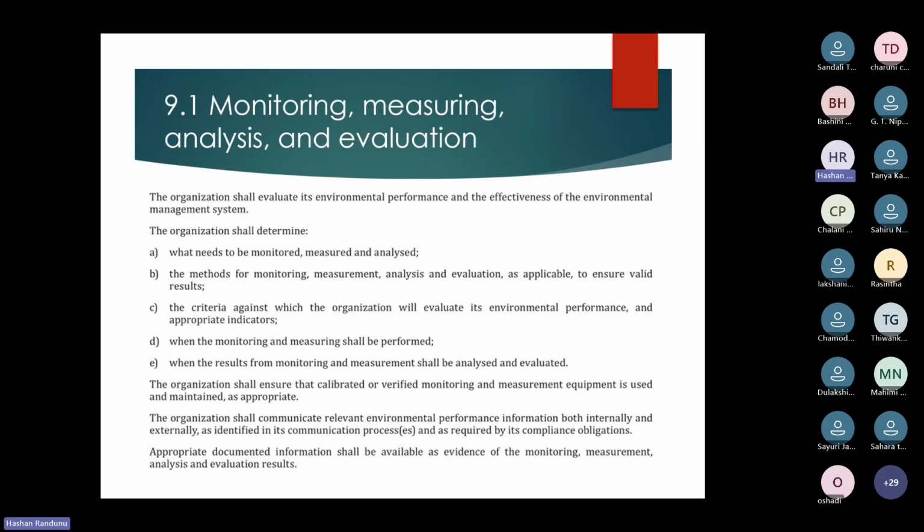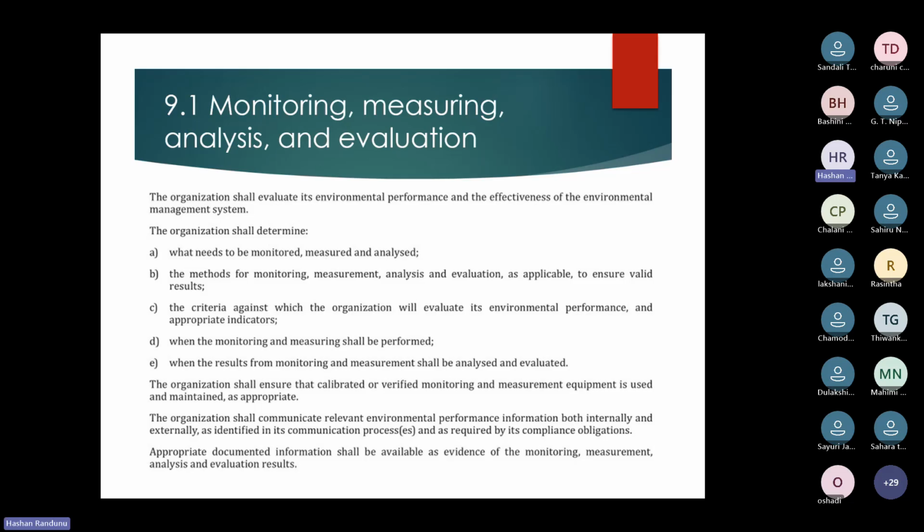If you see these requirements, the standard says the organization shall communicate relevant environmental performance information both internally and externally. Do we need to communicate our environmental performance externally? Yes, sometimes we have to. For example, when we apply for an environmental protection license, we need to provide test results of our treated wastewater, emissions from our stacks, and boundary noise. Those are the information we need to provide to the Central Environmental Authority.